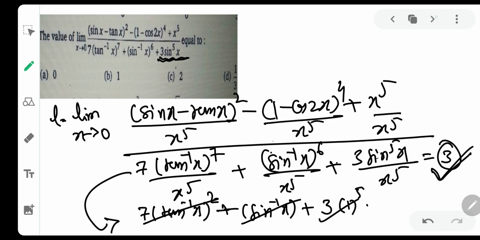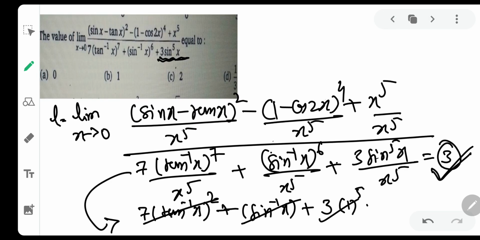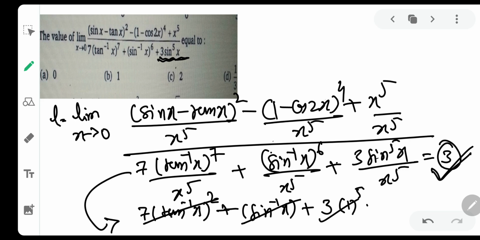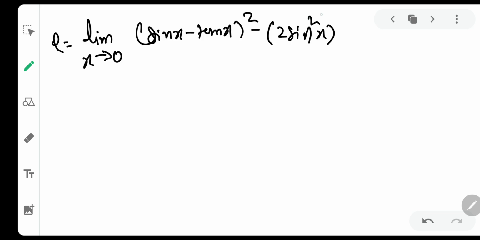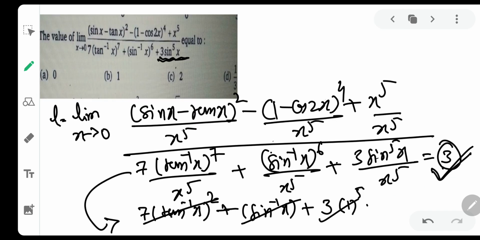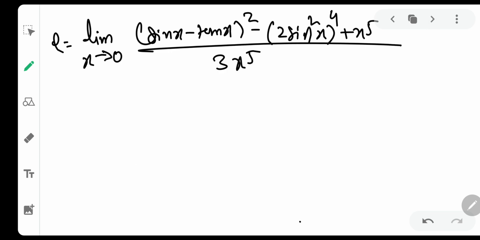In the numerator, let us solve the limit. So L is equal to limit x tends to 0 (sin x minus tan x) the whole square minus (1 minus cos 2x) can be written as 2 sin square x, double angle formula, the whole raised to 4 plus x raised to 5 upon 3x raised to 5. The denominator limit 3 is directly written with x raised to 5.